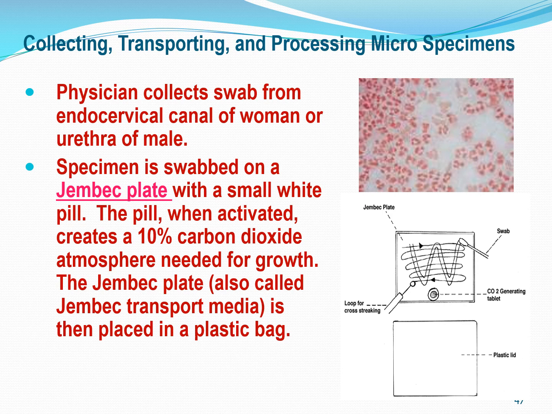Physicians collect swabs from the endocervical canal of women or the urethra of a male. The specimen is swabbed on a Gembeck plate, okay? That Gembeck plate has a small white peel. The peel, when activated, creates an atmosphere of 10% carbon dioxide, right? Which is needed for the growth of Neisseria gonorrhoeae. The Gembeck plate, also called the Gembeck transport media, is then placed in a plastic bag.